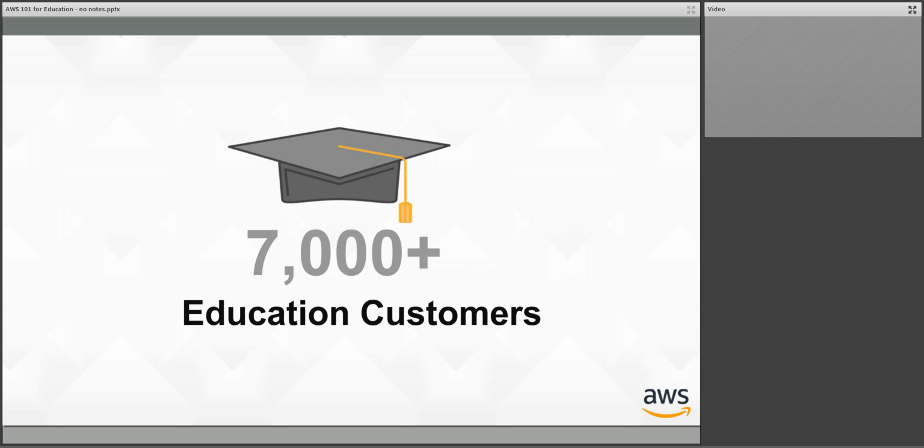AWS has been in existence since 2006 when we launched our first service, AWS S3, or Amazon Simple Storage Service. In that time, we've amassed over 7,000 education customers and continually growing.